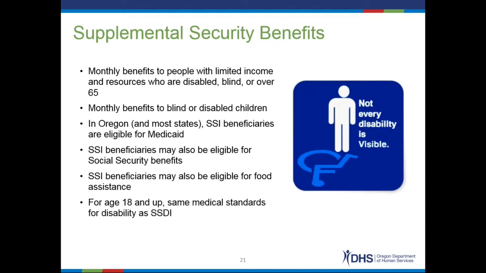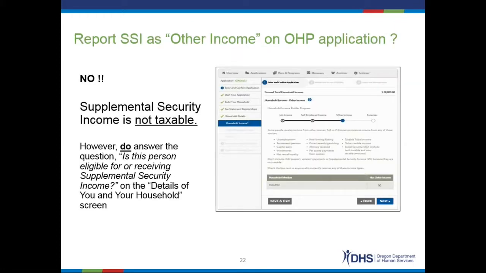For age 18 and up, the same medical standards for disability apply for SSI as SSDI. So again, this is something that the client has to apply for through the Social Security Administration, and they're going to use the same medical standards for disability as SSDI. Do we report SSI as other income on the OHP application? Here's a big no. Supplemental security income is not taxable, never, no way.